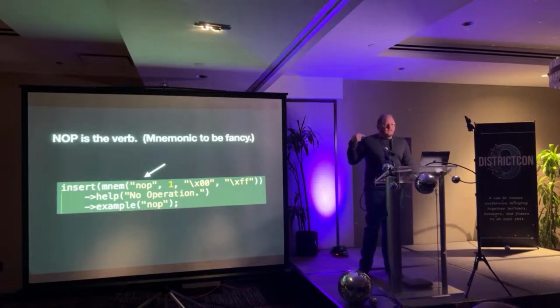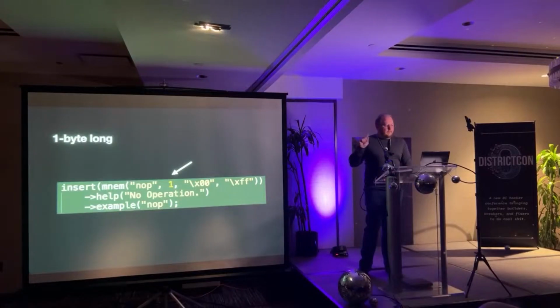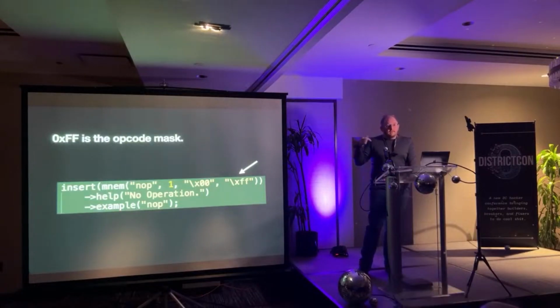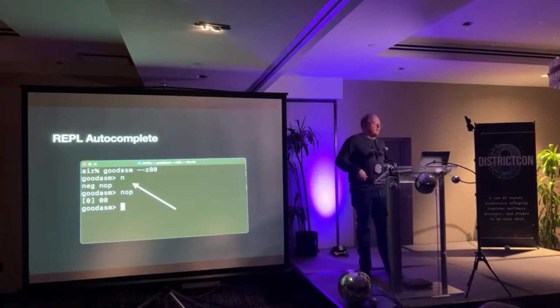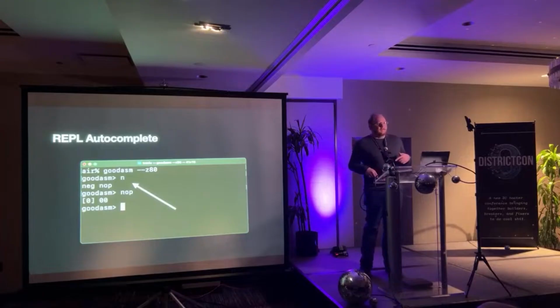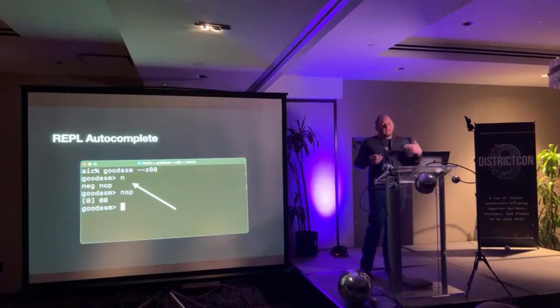We then, of course, have the name of the verb, the length. We have the opcode itself, and then a mask against the opcode. The help for our help table, and the example for the self-testing. This also allows for autocomplete within the REPL environment. So if I hit N and I type tab, it tells me that in this architecture, I can do either neg or not. And it can do the same thing for the parameters afterward if you forget the addressing modes.